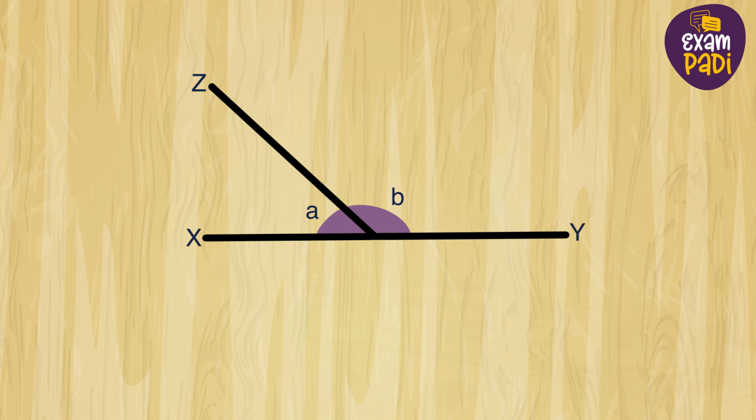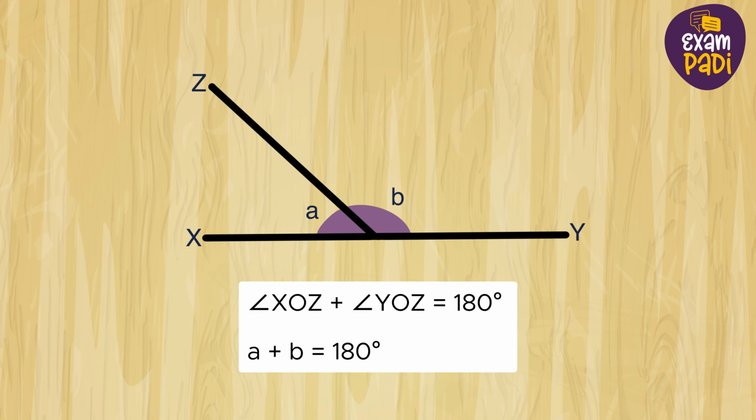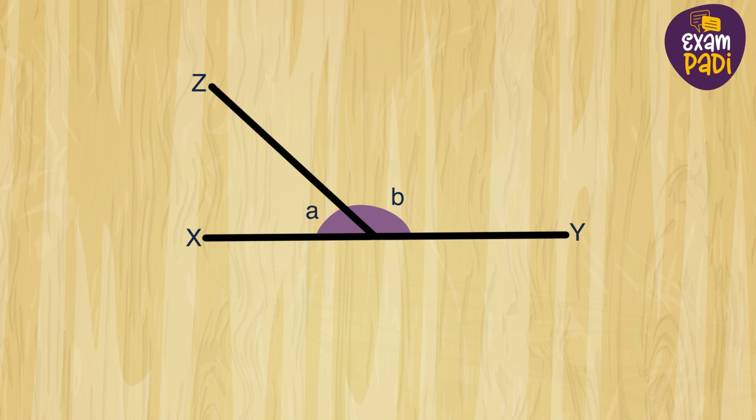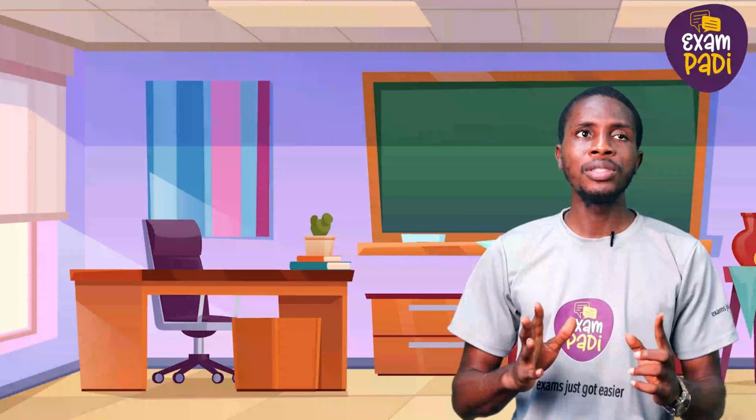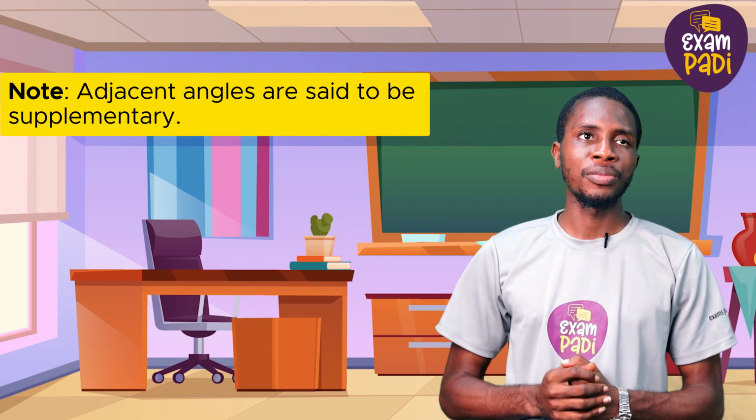In other words, when two angles lie beside each other and have a common vertex, we say they are adjacent to each other. Since the sum of angles on a straight line is 180 degrees, angle XOZ plus angle YOZ equals 180 degrees. That is, A plus B equals 180 degrees. The sum of adjacent angles on a straight line is 180 degrees, as seen in this image. Note that adjacent angles are said to be supplementary angles.